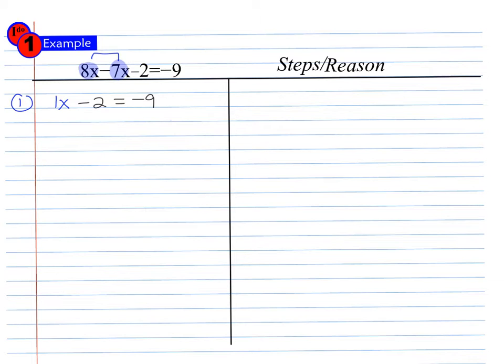We're going to justify our step. And what we did, basically, we're going to say what we did from here to there. And what we did was combine like terms. So that is our reason.